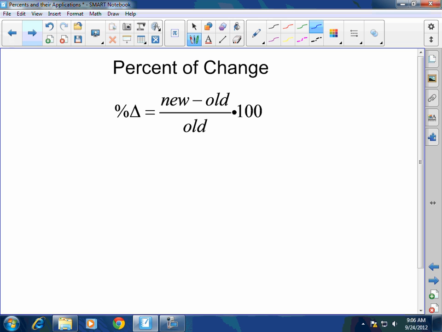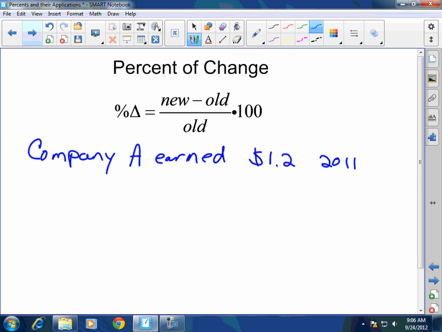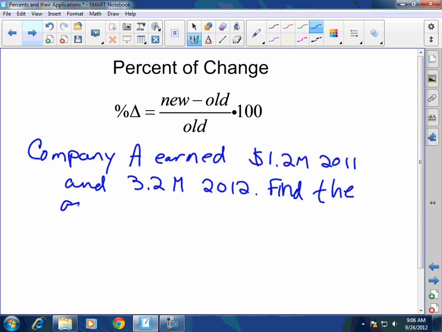All right, now, percent change. This is an increase or a decrease again, but they're going to give it to you in a different format. For example, they'll tell you, let's say you work for Company A. Company A earned 1.2 million in 2011 and 3.2 million in 2012. Find the percent of increase. This is real good for business owners and stock markets and all that good stuff. You want to know the percent that it increased.